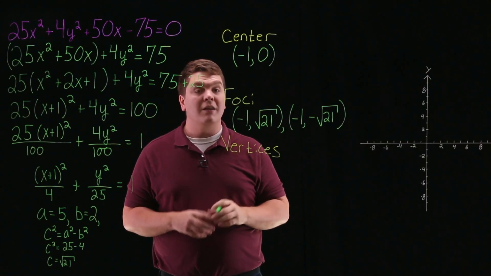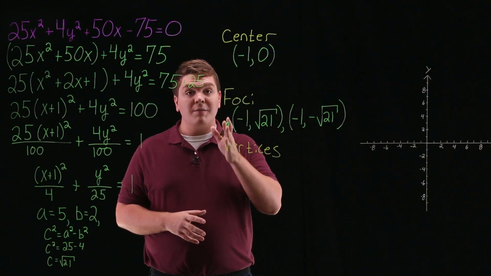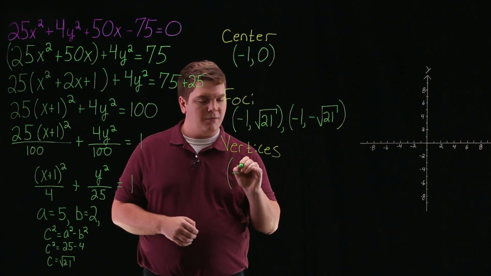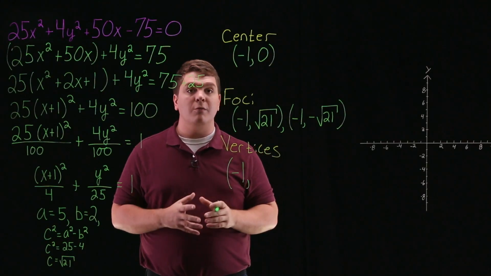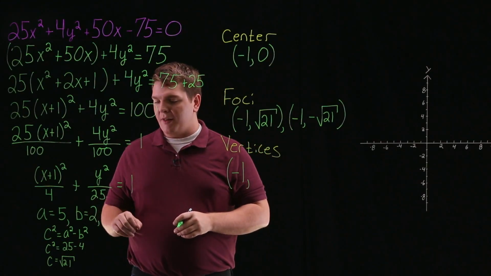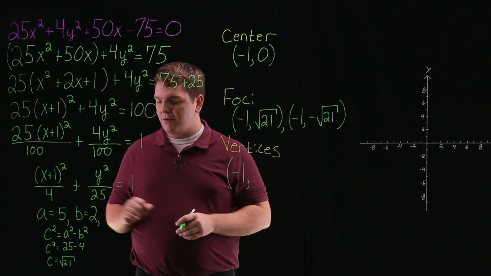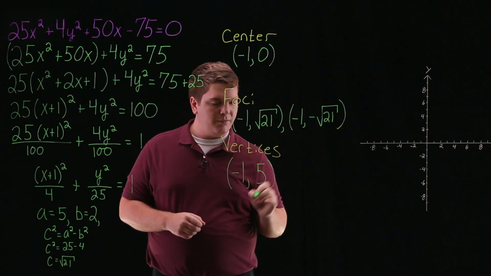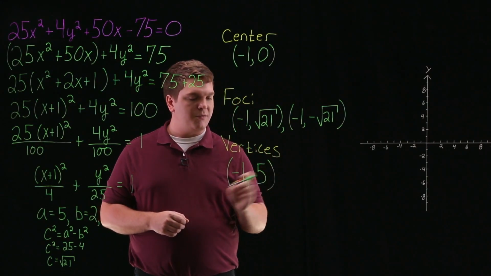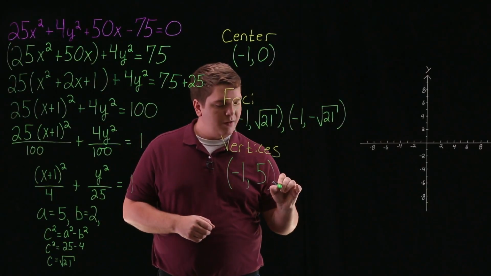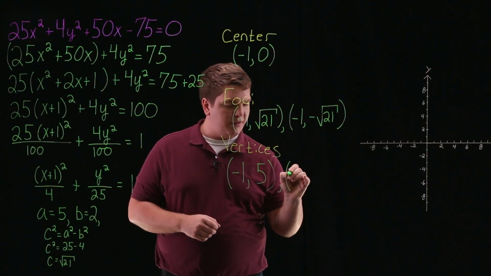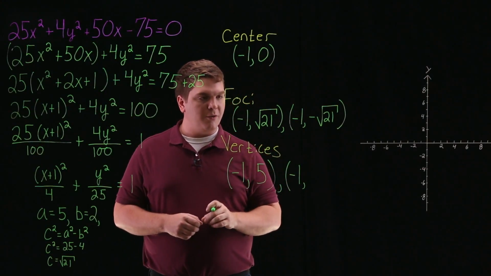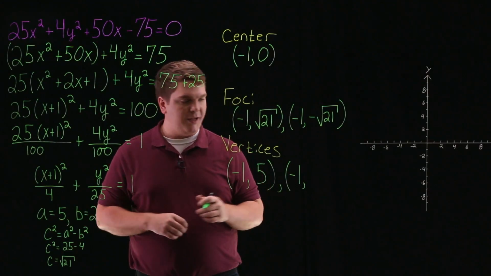And now we want to find the vertices. Remember, this major axis is vertical. So we'll think about starting at the center. The x-coordinate for both our vertices will be -1, and we'll think about moving up a. In this case, we'll be moving up 5. So here we have 0 plus a in the y-coordinate, and the x-coordinate is -1. Then the other y-coordinate is going to be 0 minus a, so in this case, -5.